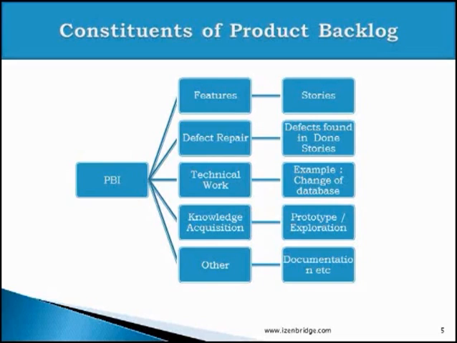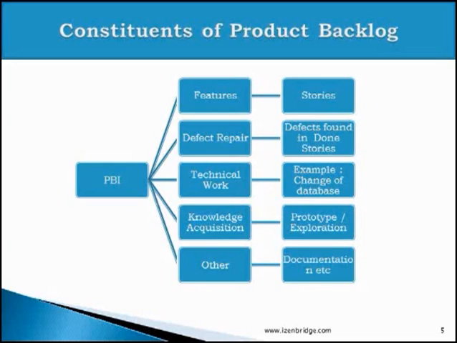Now these features are written in the format which gives direct value to the end user or purchaser or customer of our software. Besides these features, we may have work items or product backlog items like defect repair. So if we find a defect in a running or in a done story, we also need to prioritize the work of that particular defect. And we also need to schedule this particular defect in an upcoming sprint. So the defects are also part of product backlog and they also get prioritized and maintained by the product owner.